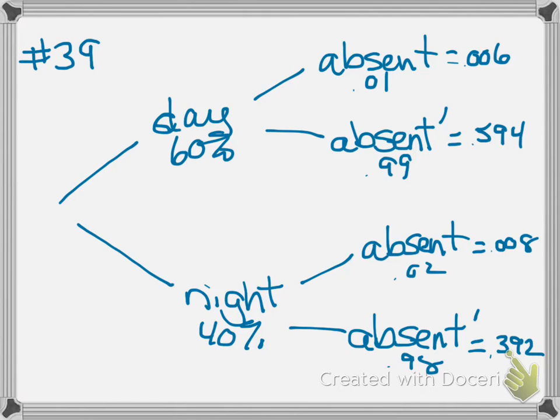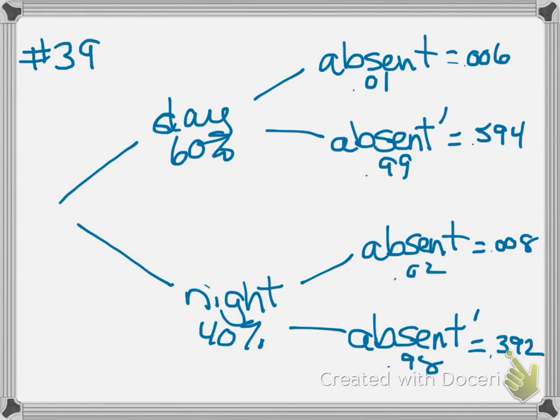Now let me get another color. Look at day and absent. So that means if you multiply 60 times 0.01, you get 0.006. And if I want to find the probability that somebody works the day shift and they're not absent, that's 0.60 times 0.99, which gives me 0.594. Okay, now I emphasize the "and" so that you know to multiply. All right, so let's go to the first one.